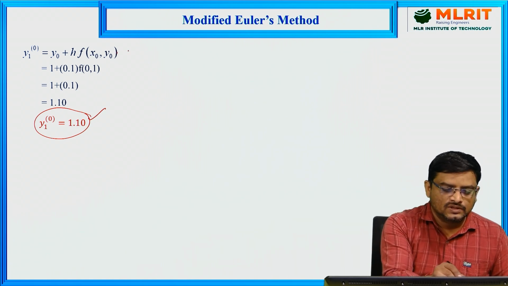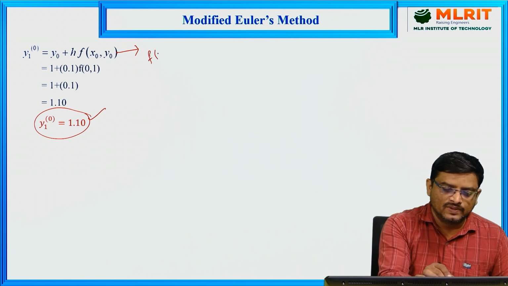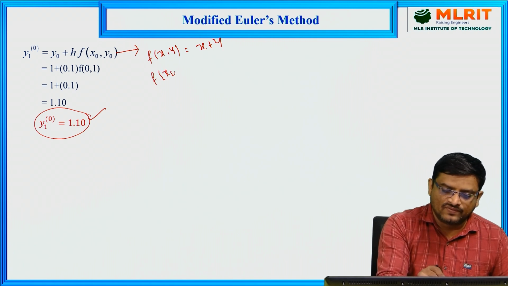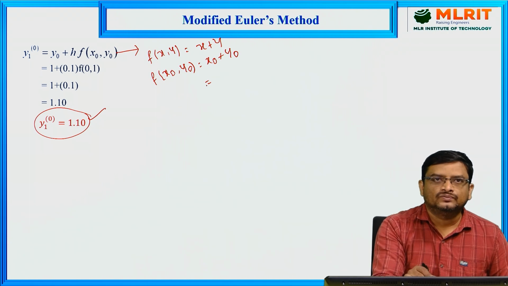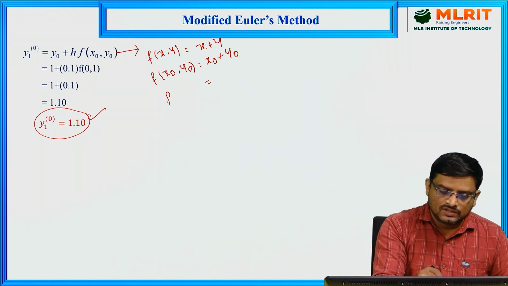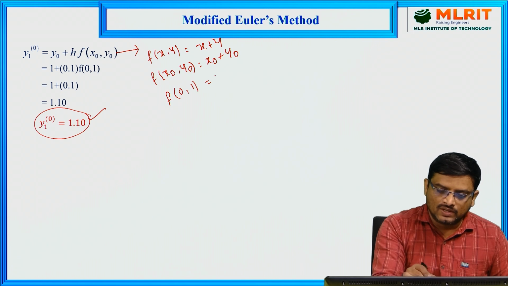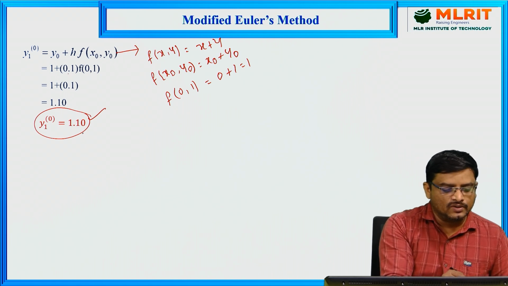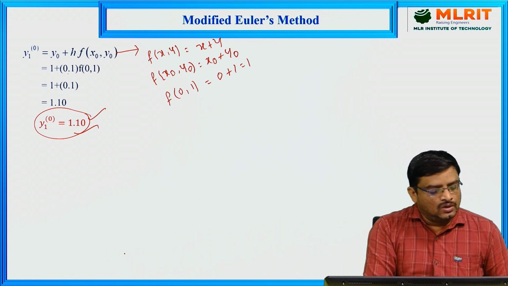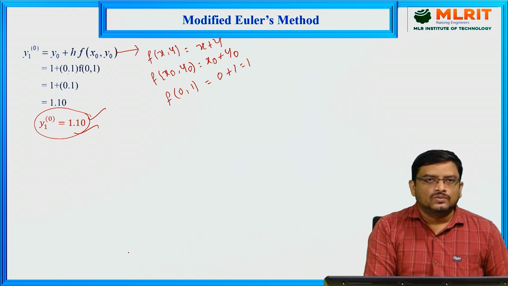Just substitute this. Here f of x comma y, as we discussed at the beginning of the solution, is equal to x plus y. Now we have to get the value of f of x0 comma y0. This can be written as x0 plus y0. So replace the x0 value: x0 is 0 and y0 is 1. So 0 plus 1 is equal to 1. We have to multiply this value by 0.1. So you will get the initial approximation of y1 is equal to 1.1.